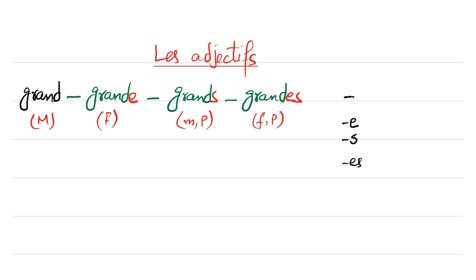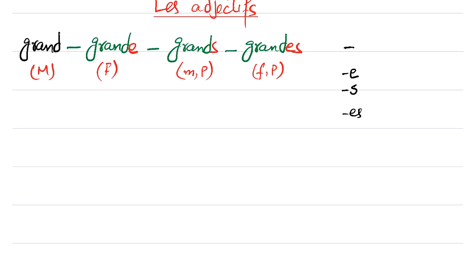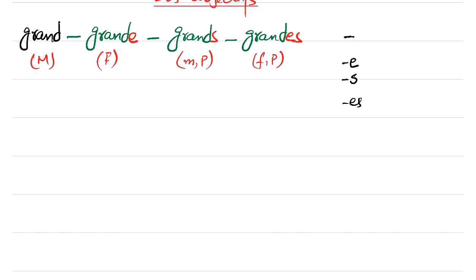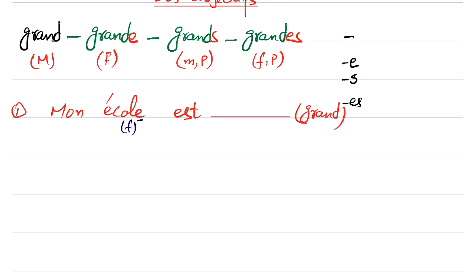So let me give you an example of how you change it into masculine, feminine, singular, and plural. For example, you say mon école. Mon école means my school. It is a feminine noun. You should know that it has e at the end. Let me make a sentence. Mon école a, and then there is a blank, and in the bracket I am going to add an adjective that you need to use in this sentence.